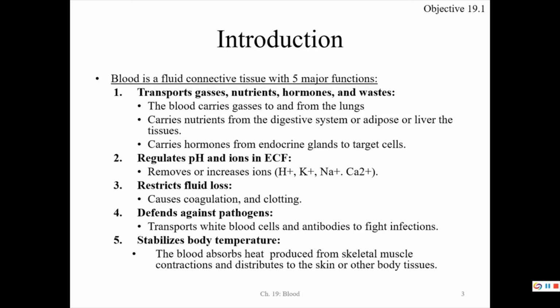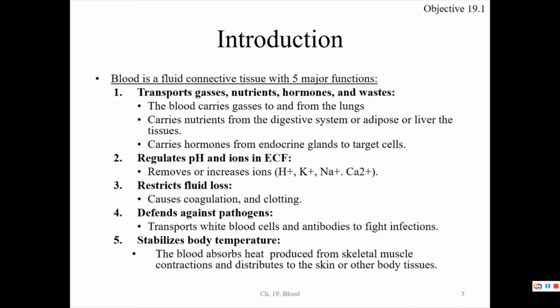So let's look at the idea that blood transports things like gases, nutrients, hormones, and wastes. For example, I get gases from the lungs into the blood, and from the blood to the lungs, and then get those gases to the tissues that need them. I've got to get nutrients from the digestive tract, the liver, and the fat, and move them to the tissues that need them. I've got to get hormones from the endocrine glands to the target cells. I didn't mention here that I've got to get waste products from where they're produced out to the kidneys, things like that.